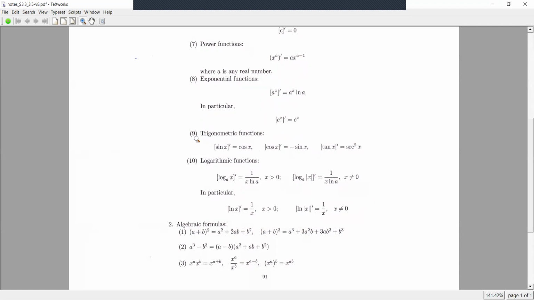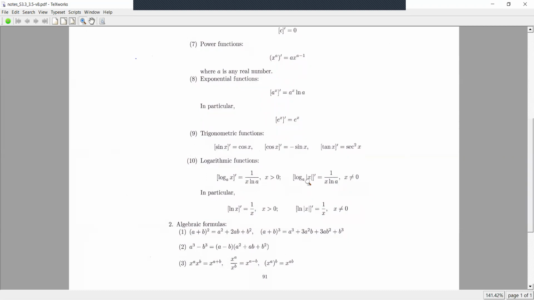Number 9, derivative of sine is cosine. Derivative of cosine is negative sine. Derivative of tangent is secant squared. Number 10, derivative of log base a of x is 1 over x times natural log of a. Derivative of log base a of absolute value of x is 1 over x times natural log of a.